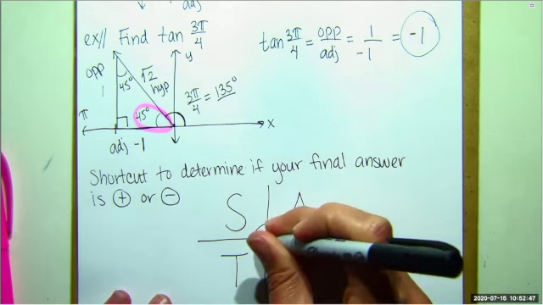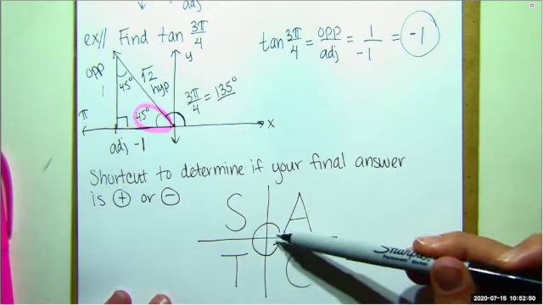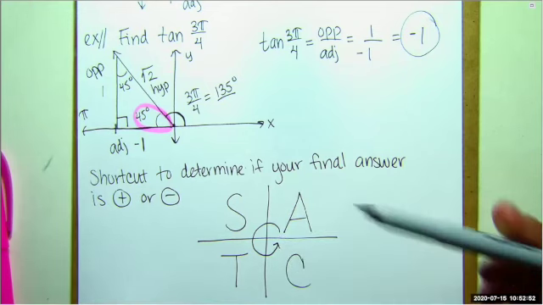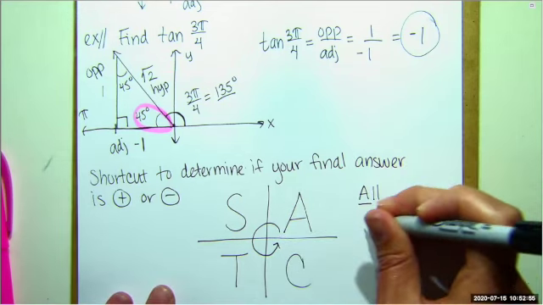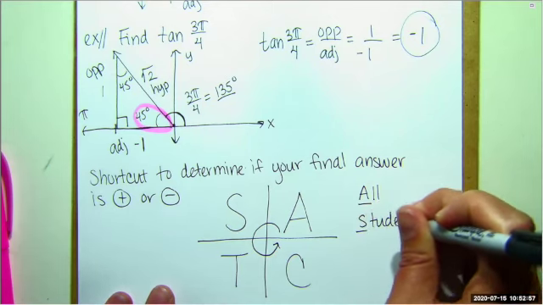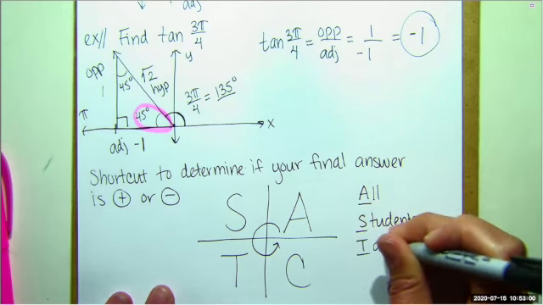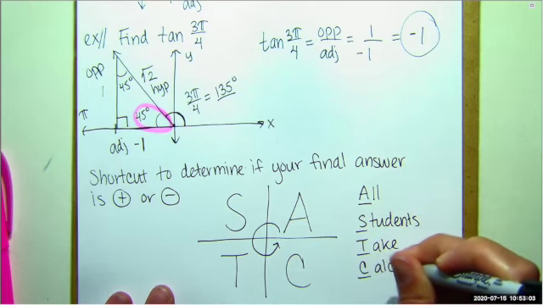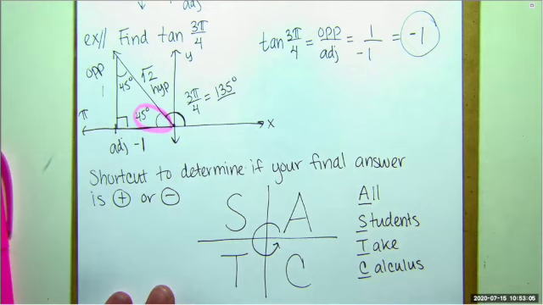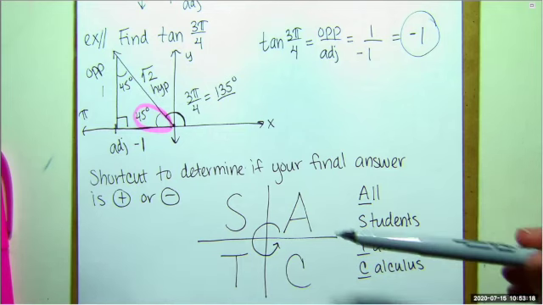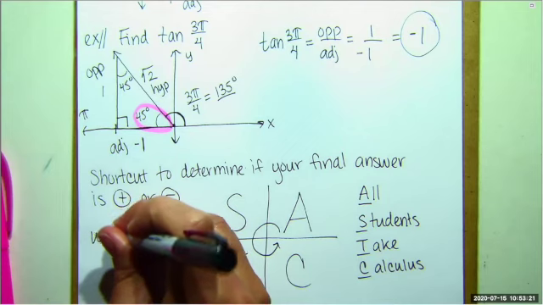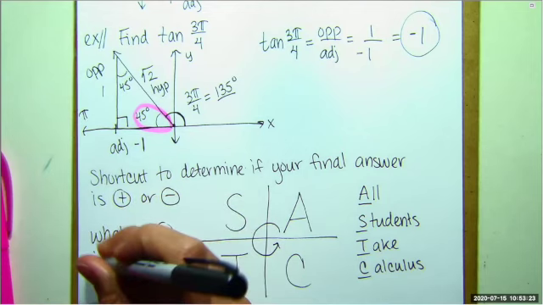As we go around from 0 to 360, we go through ASTC. I like to remember it as All Students Take Calculus. Shout out to my high school math teacher, Mr. Miller, who taught me this circa, I want to say, 1998. And I still to this day think, oh, Mr. Miller taught me the best way to remember this ever. So, all students take calculus. This tells us what is positive in that quadrant.